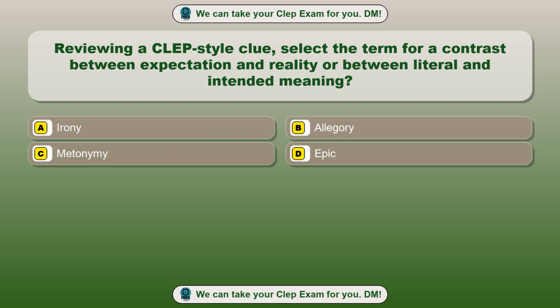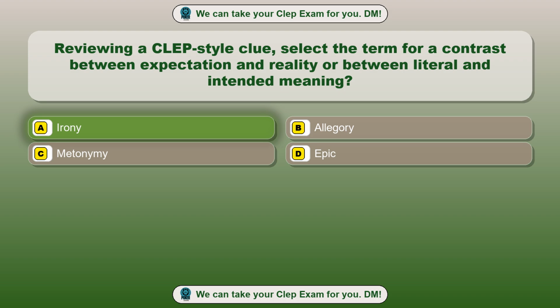Question 22. Reviewing a CLEP-style clue, select the term for a contrast between expectation and reality or between literal and intended meaning. Option A. Irony. Option B. Allegory. Option C. Metonymy. Option D. Epic. The correct answer is option A.